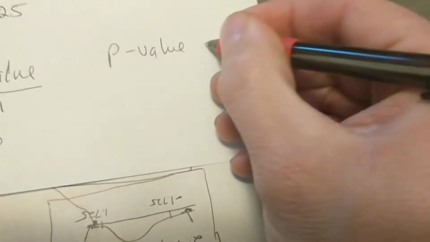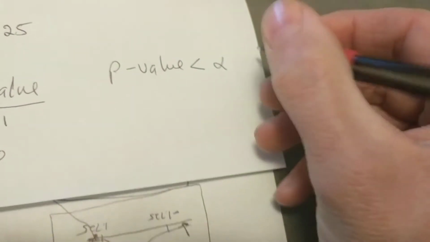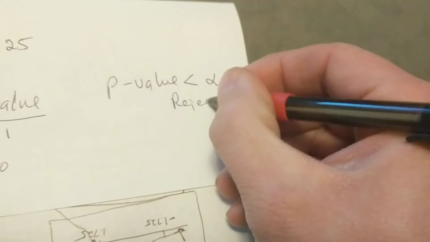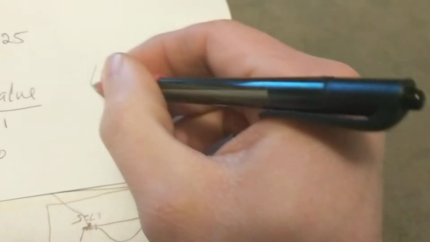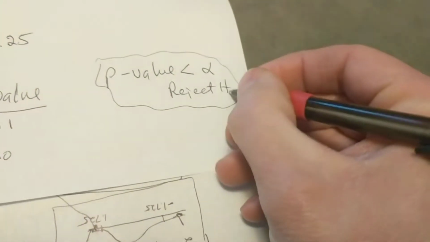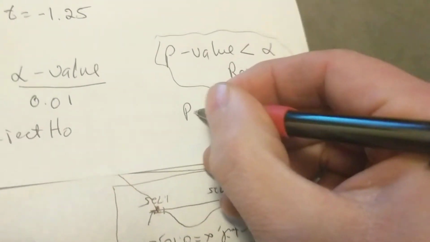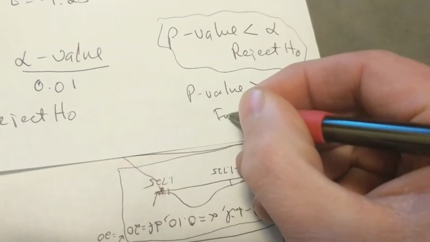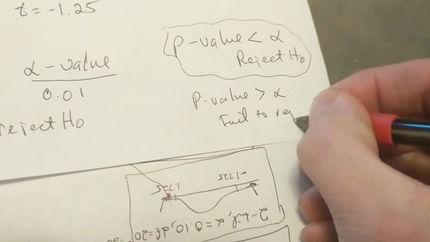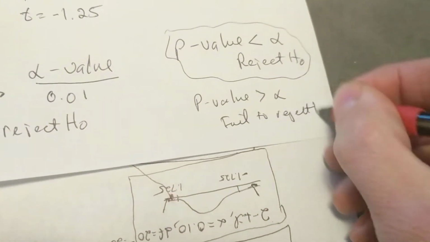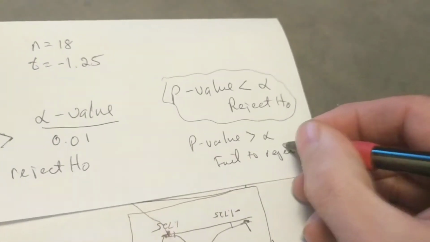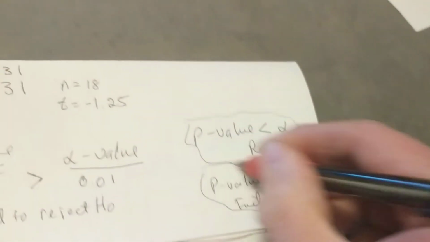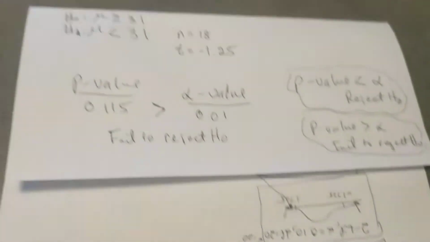Remember, if the p-value is less than alpha, reject the null hypothesis. If the p-value is greater than alpha, fail to reject the null hypothesis. Sorry, the handwriting got bad there, but I think you get the idea. Okay, so that should help me with this.